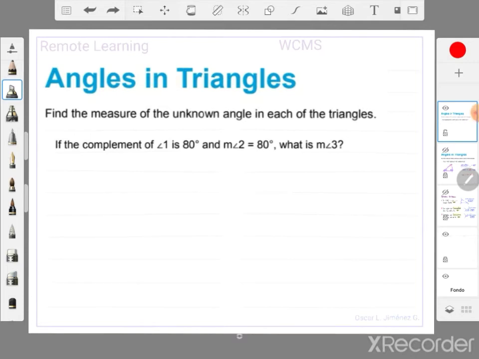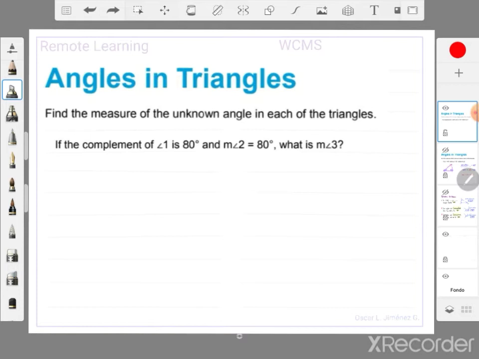But we continue using the 3 properties that we are learning in this lesson. So let me read the exercise here. If the complement of the angle number 1 is 80 degrees and the measure of angle number 2 is 80 degrees, what is the measure of the angle number 3? Again, we have a triangle. We don't have an idea how this triangle looks, but we know some very important information.